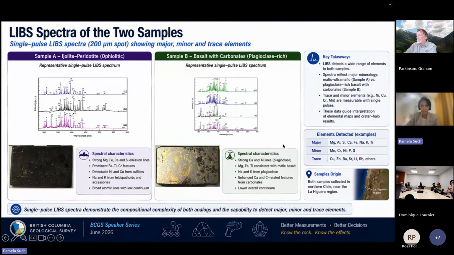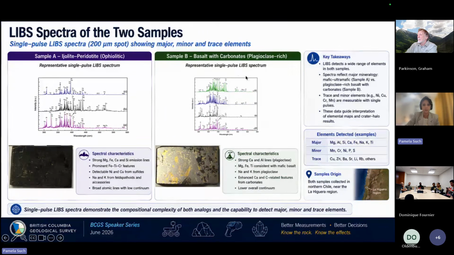For sample B, we detected strong calcium and aluminum lines, of course, because plagioclase was present. I explained that it was a basaltic sample. We also saw magnesium, iron, and titanium consistent with mafic basalt, sodium and potassium from the plagioclase present in the samples, with enhanced calcium and carbon from the carbonate veins.